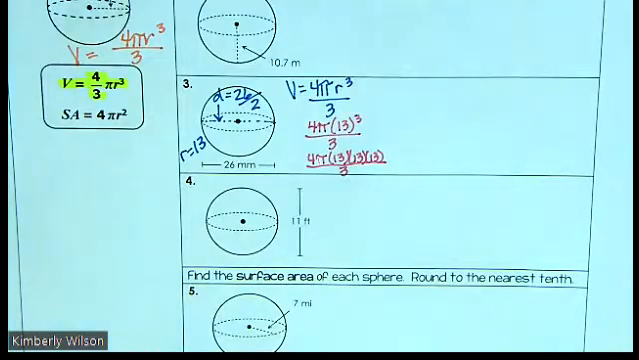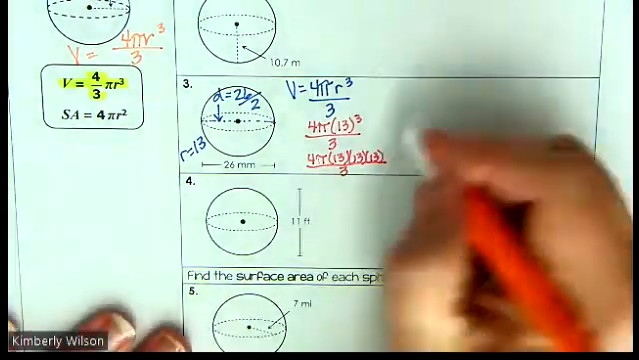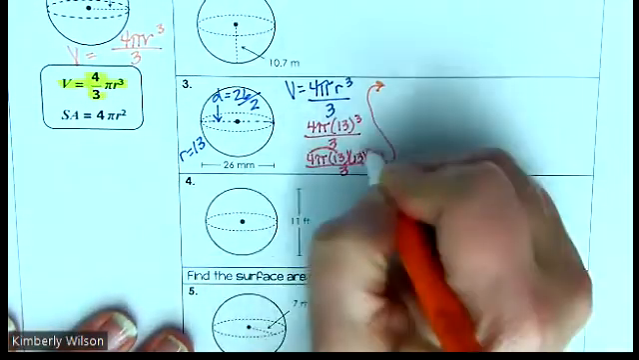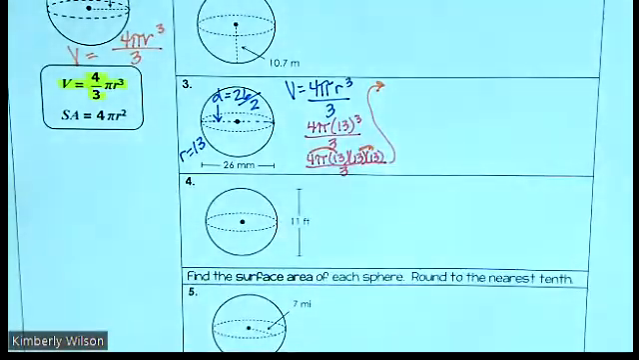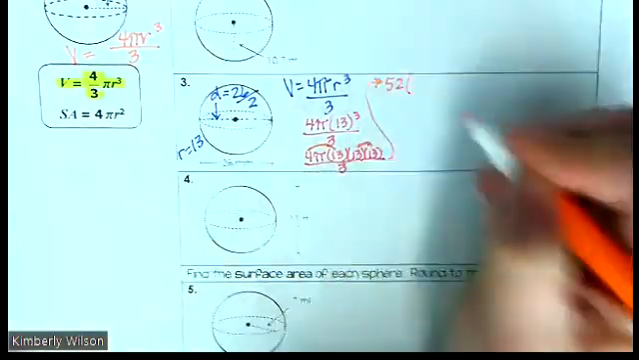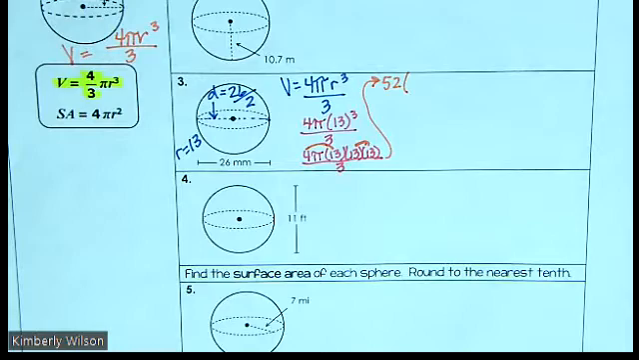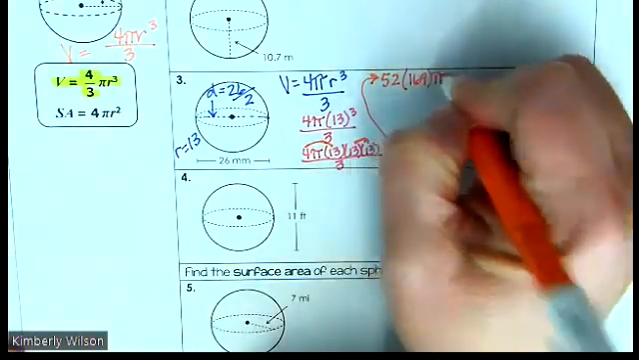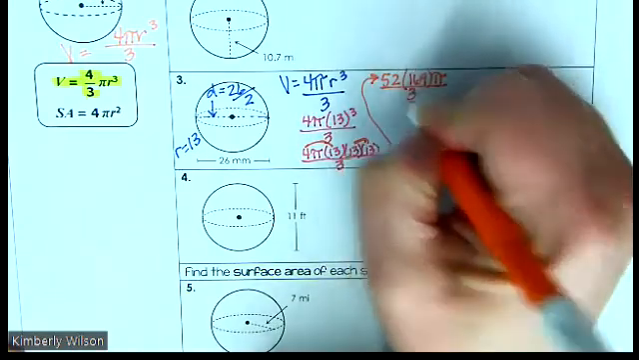It's kind of similar to what you're doing. Now I'm going to multiply these two together and these two together. 4 times 13 is 52. So I have 52 times 13 times 13, which is 169 pi, all divided by 3.